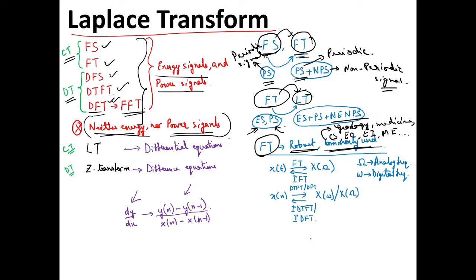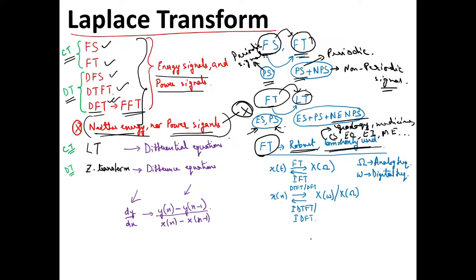But as we discussed a few moments back, there is one problem with this: it will not be able to analyze signals which are neither energy nor power signals. This is one of the disadvantages of the Fourier transform, and that is why we need a generalized transform like the Laplace transform to analyze a wider variety of signals and systems.